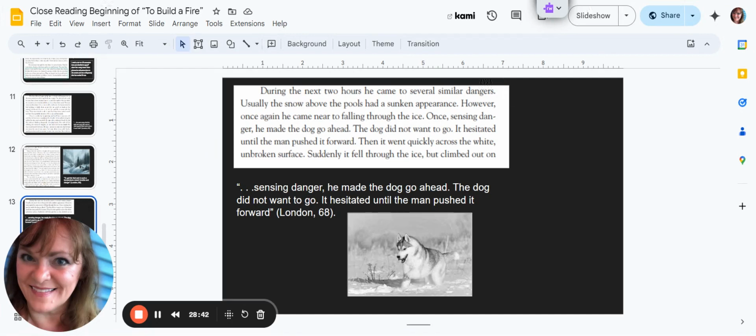I don't know about y'all, but I instantly feel bad for the dog. I'm like, no, don't make the dog go. I don't know. I'm a sucker for dogs.